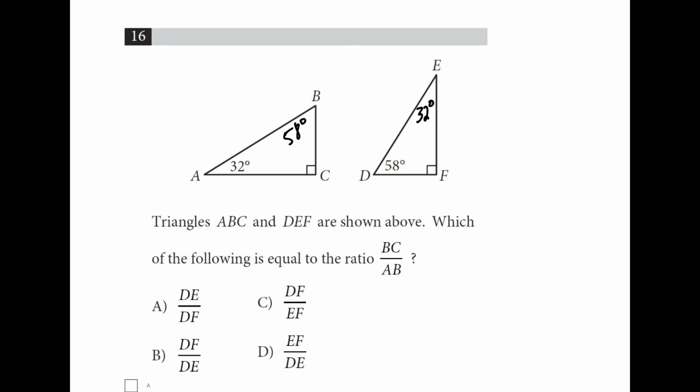If I look at side BC, that is opposite the 32-degree angle. Which one is opposite the 32-degree angle in the other triangle? Here it is, DF or FD. And which one is opposite the segment AB? That's going to be the 90-degree angle. So it's opposite the 90-degree angle. Which one's opposite the 90-degree angle? That's this blue one here. So on the top, I want DF or FD. That rules out these two. And on the bottom, I want DE or ED. So this is the best choice.